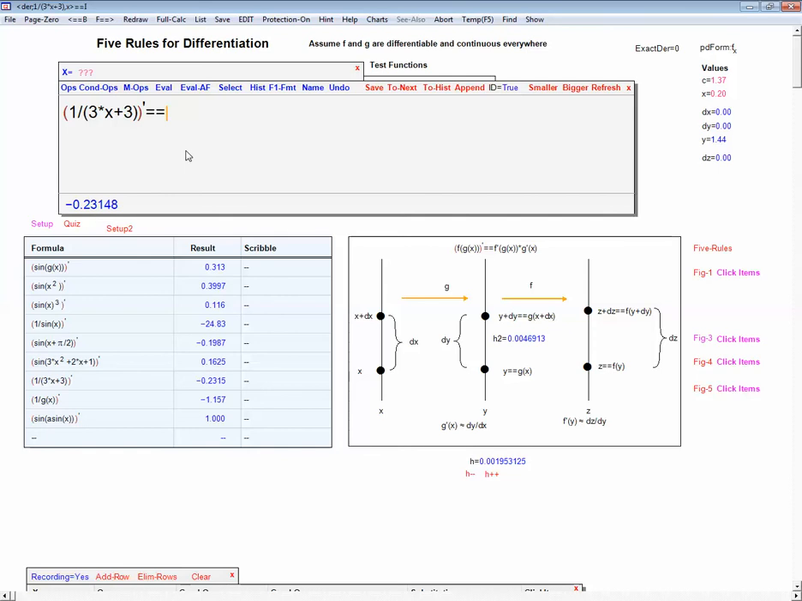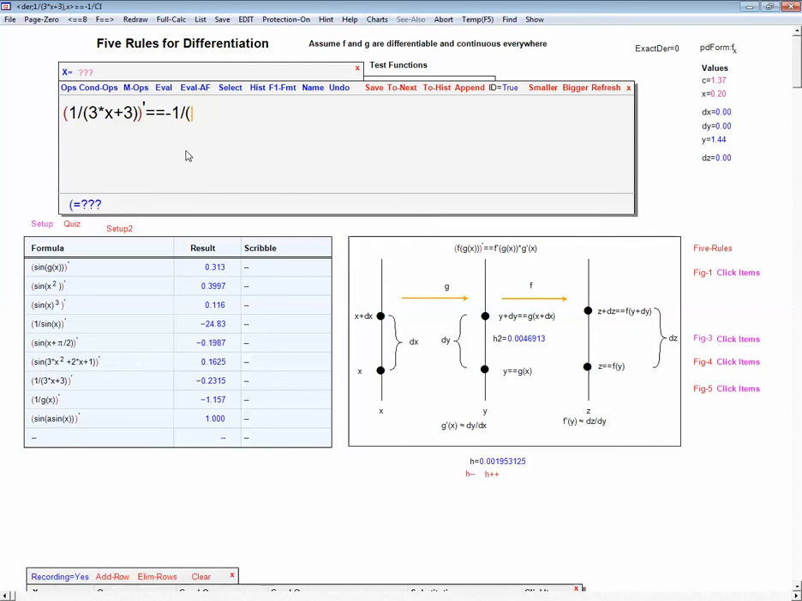So how do we think of this? This is an exponent of minus 1. It's the equivalent to having 3x plus 3 raised to the minus 1 and then taking the derivative of that. So we know how to deal with a minus 1 in the exponent. We say bring it down, and then you multiply times the inner function raised to the minus 2.